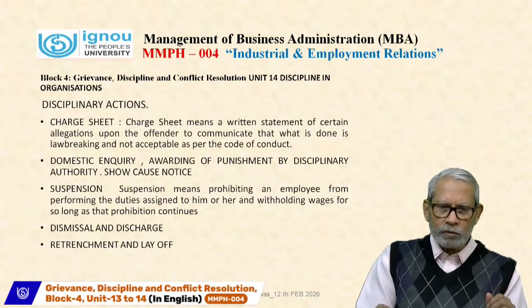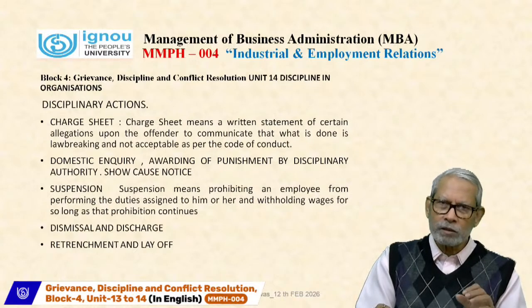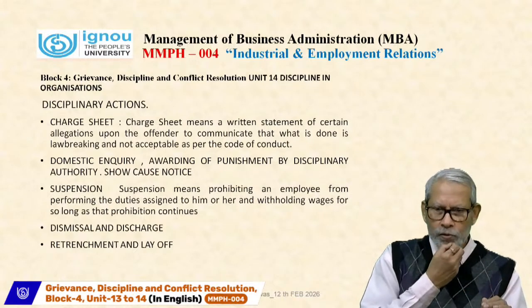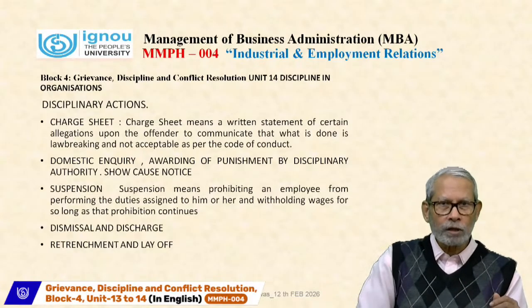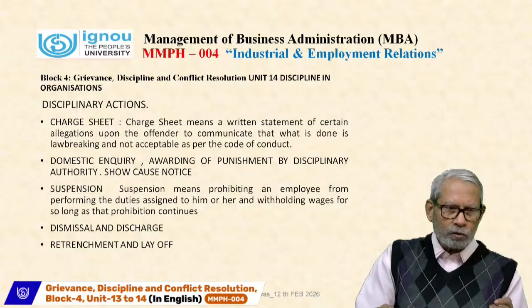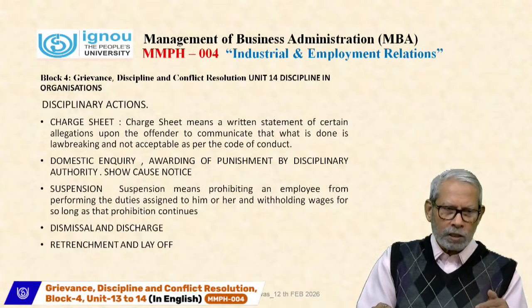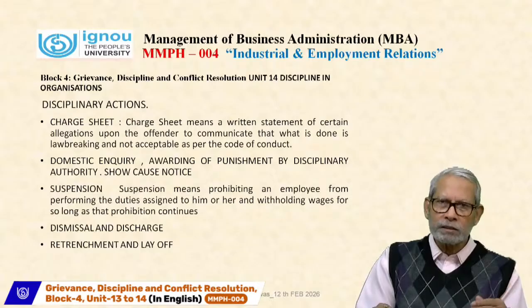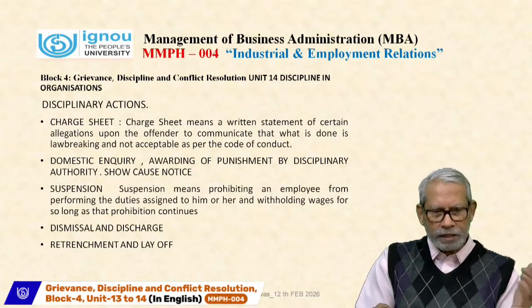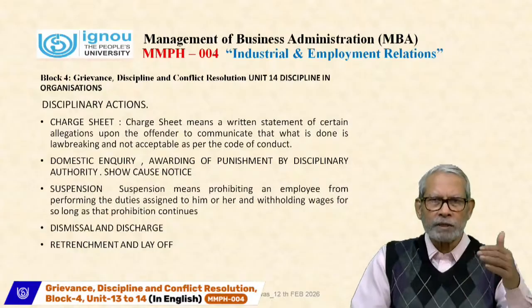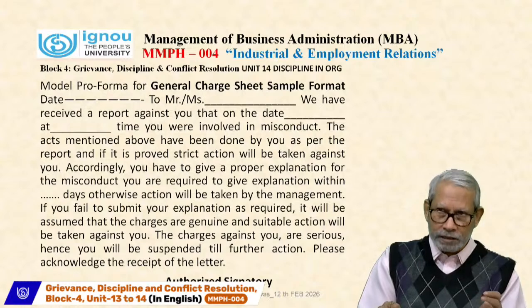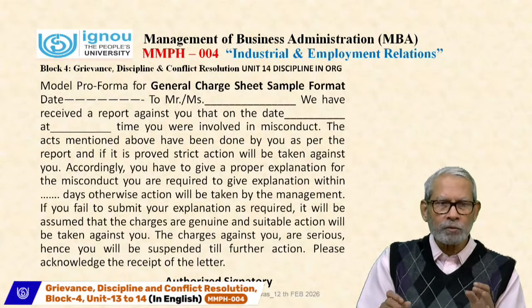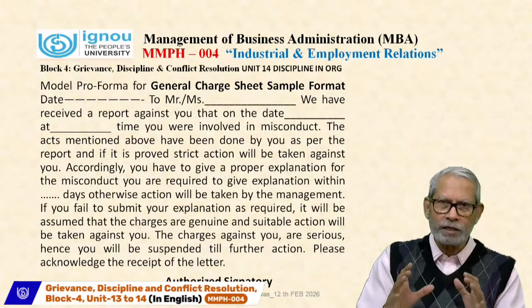Then the wages may be withheld, some of the salary will be withheld, and so long as the prohibition and the committee's decision stand, you have to stay away from these things. Then finally discharge is given, and retrenchment and layoff, the different ultimate steps. There are some authorized signatories, and some formats are given for notification or notice.